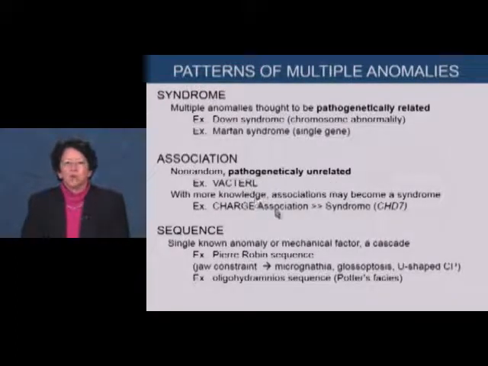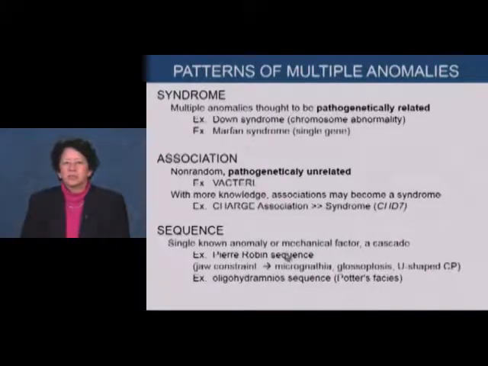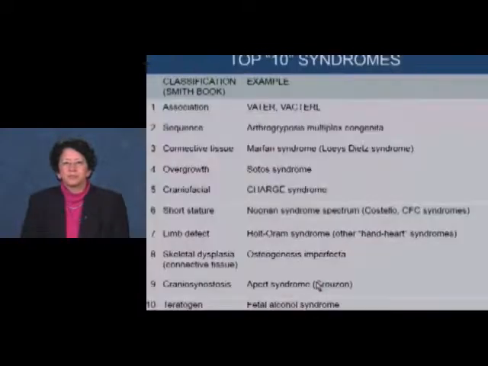With more knowledge, sometimes an association becomes a syndrome. CHARGE used to be an association, but we now know it's caused by a gene, so it's a syndrome now. A sequence is a single known anomaly or mechanical factor. It's a cascade. Pierre Robin is the most familiar sequence, also oligohydramnios sequence, or Potter facies. So this is my list of the top 10 syndromes. I'm going to read through them, and we'll go through them one by one.